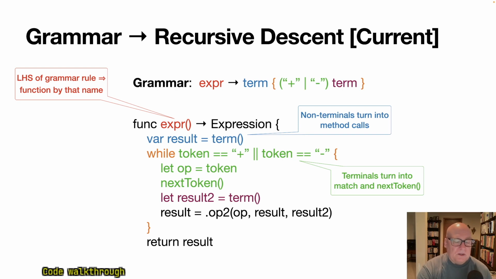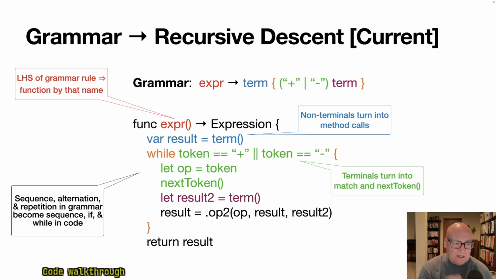You decide if they match, and then you call next token to get the next one ready to go. And so our other term turns into that. And then the sequence, alternation, and repetition. So sequence is term followed by this, plus or minus followed by that. Alternation is the plus or the minus, and repetition is the braces. Those turn into code. Okay, so the sequence is easy.